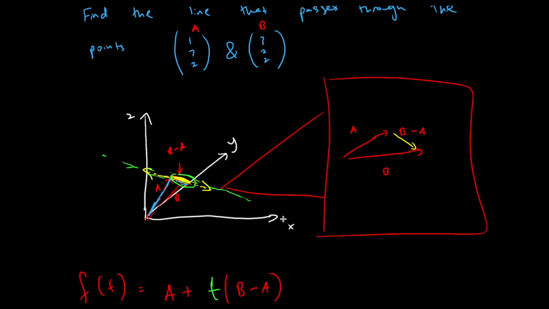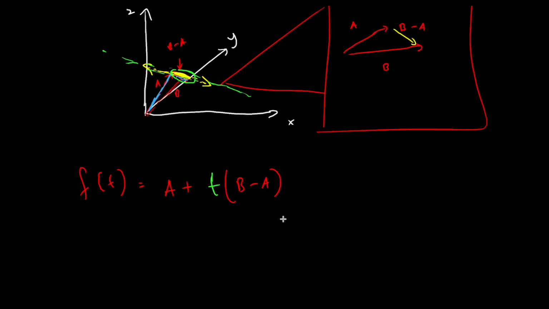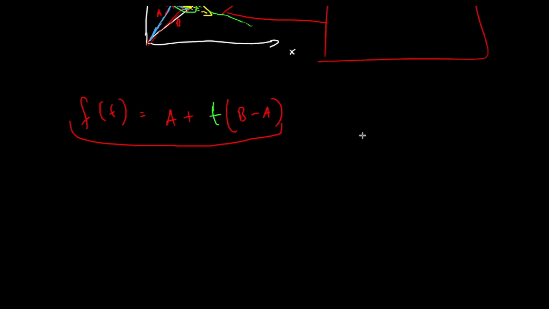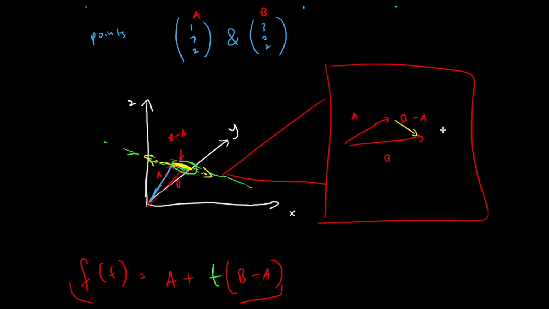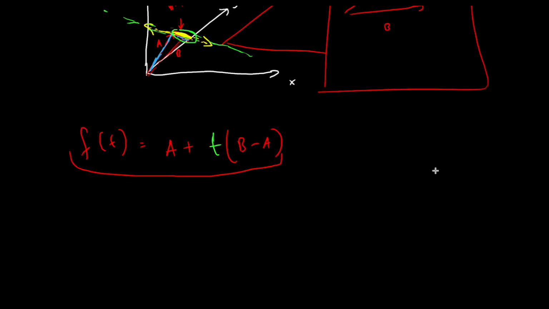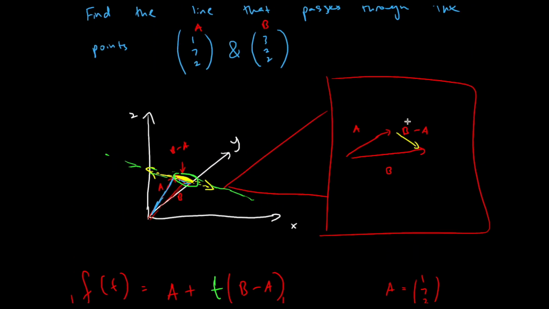Okay, so now we'll solve this problem. We have our formula right here. This is how we find the equation of a line: A plus t times (B minus A). So let's just plug this in then. What's A? A is (1, 7, 2), so I'll put that right here so I can refer back to it. And B is (3, 2, 2).